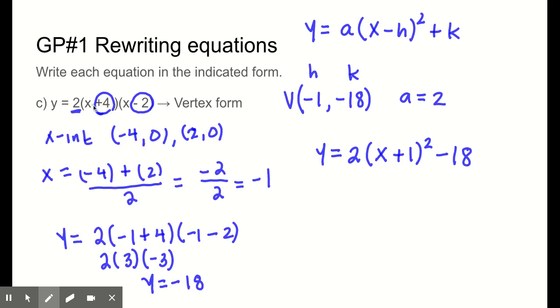So again, we add the opposite of our factors together. So opposite of positive 4 is negative 4, opposite of negative 2 is positive 2. Divide that by 2 to find the x value of the vertex. Then we plug that back in to find the y value of our vertex. Then we can substitute in for h, k, and a for vertex form.